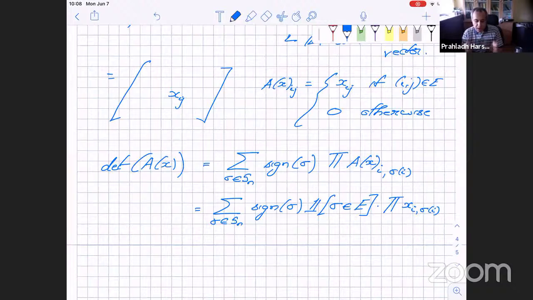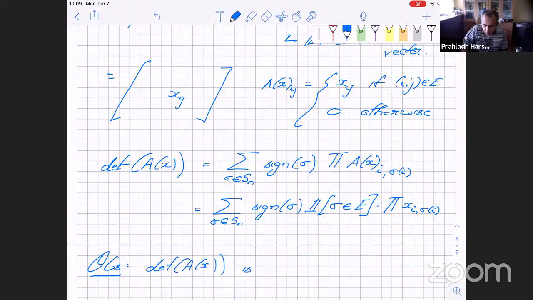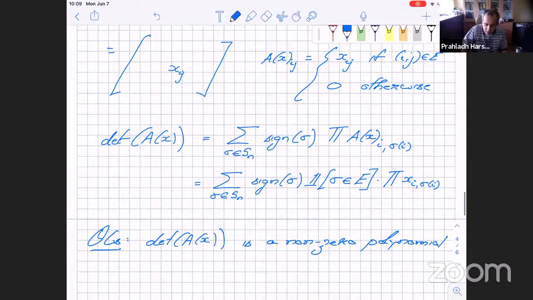Notice that any two terms in this, two different matchings, involve two different sets of variables. They'll never cancel out each other. So the main observation I want to make right now is that the determinant of A(x) is a non-zero polynomial if and only if E has a perfect bipartite matching.